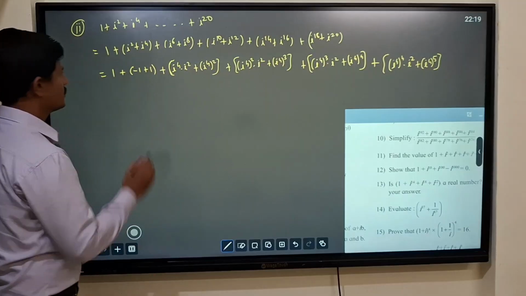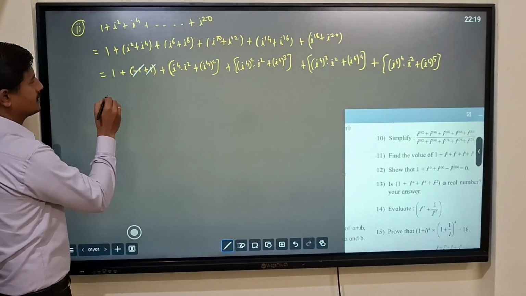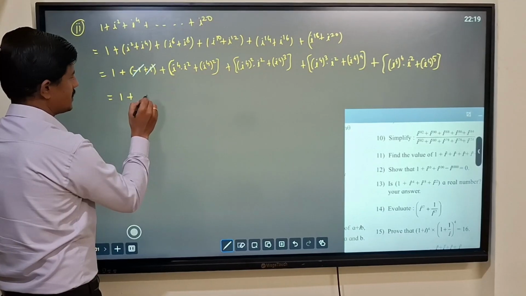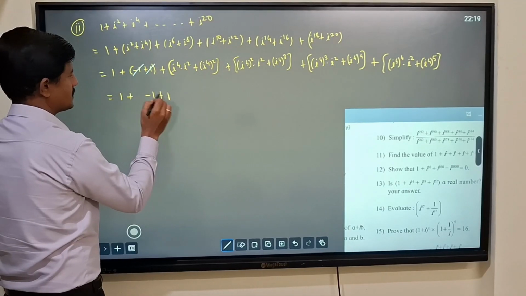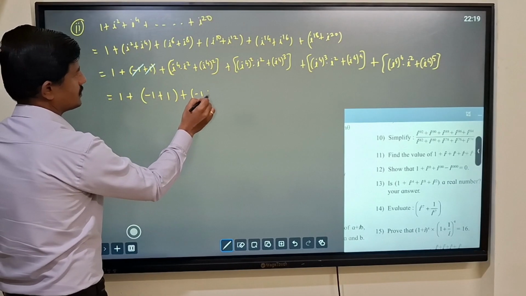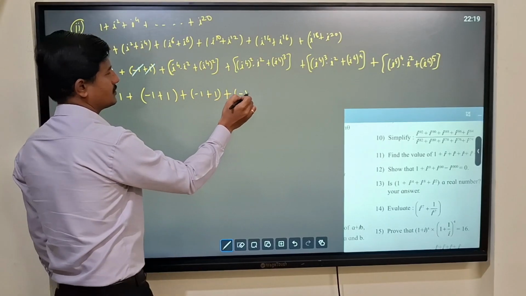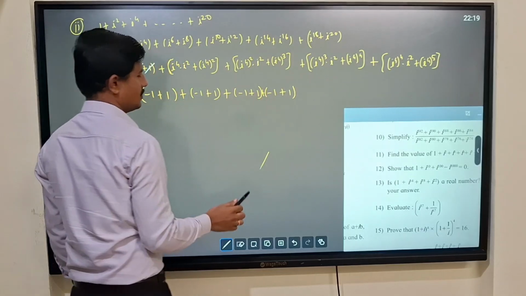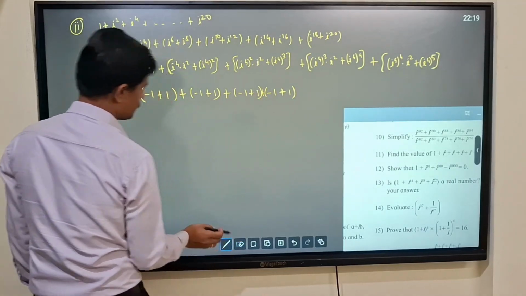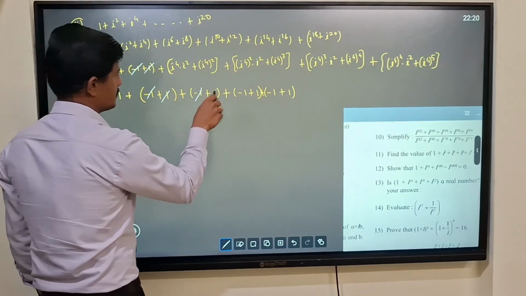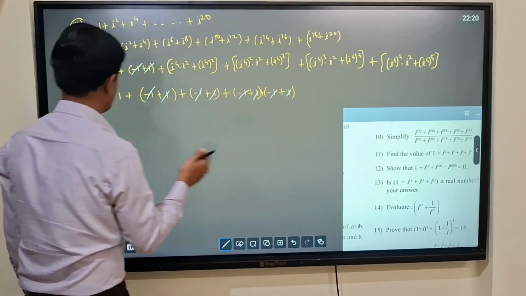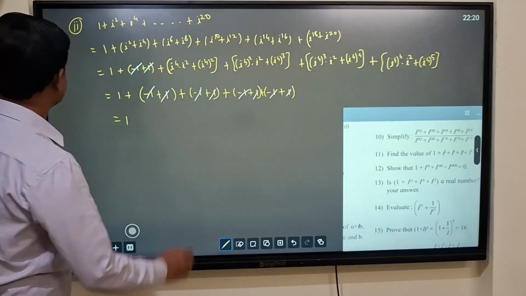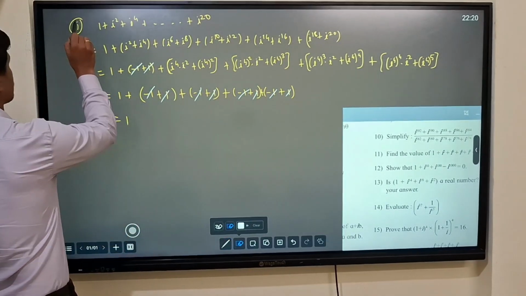Now this plus 1 and minus 1 get cancelled. This becomes 1 plus i raised to 4 is 1, i square is minus 1, so minus 1, this becomes plus 1. Again, this is minus 1, plus 1, minus 1, plus 1, minus 1, plus 1. Now all the brackets get cancelled, plus 1, minus 1, plus 1, minus 1, and so on. So the answer is simply 1. This is the 11th question.